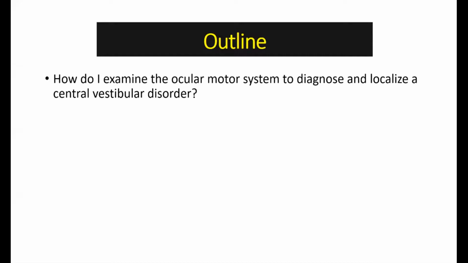So an outline. For this, how do I examine the ocular motor system to diagnose and to localize a peripheral or central vestibular disorder? If we're talking about a central vestibular disorder, there's so much overlap in the brainstem and the cerebellum between the central vestibular pathways and the ocular motor pathways, the eye movement pathways, that almost always, if somebody has a central localization of their vestibular problem, their dizziness, their imbalance, there's some ocular motor eye movement abnormality. So that's why we should care about a thorough evaluation of the ocular motor system.